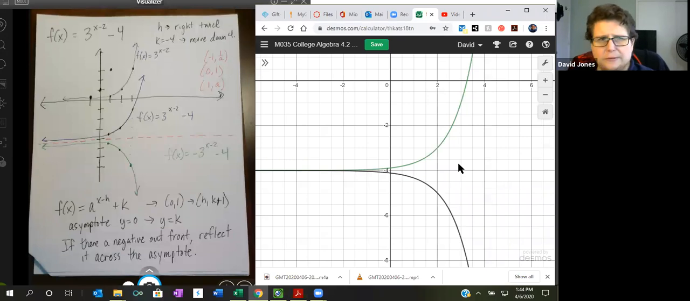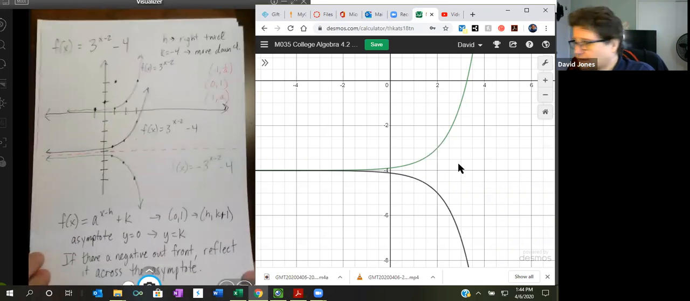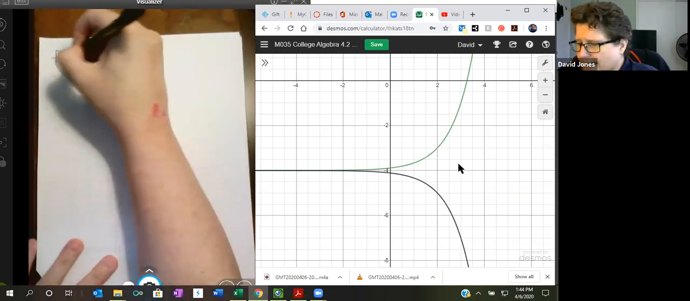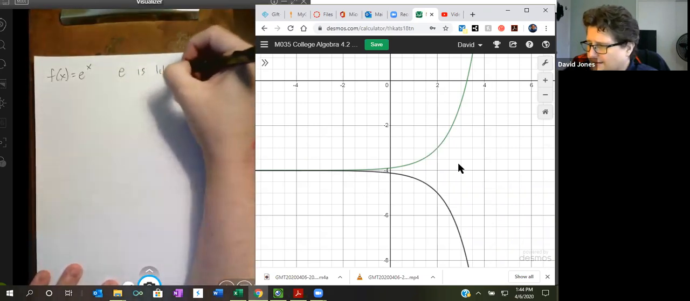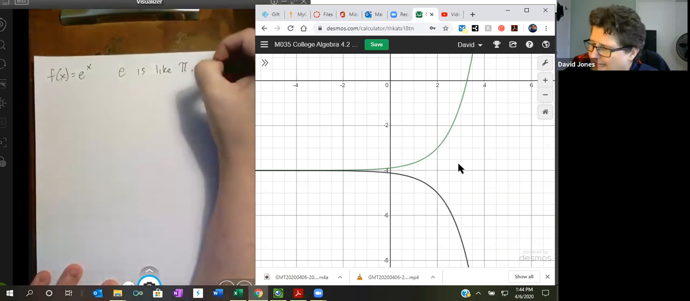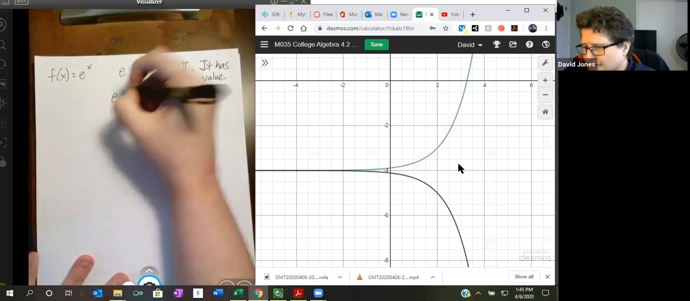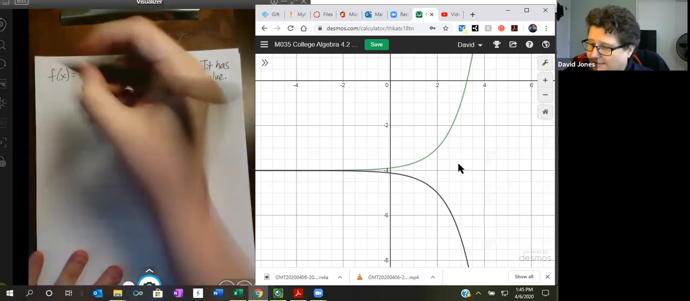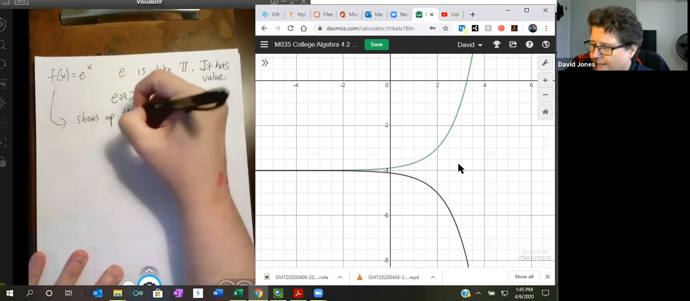Now there's another exponential that shows up throughout nature. And let's take a look at it. F of x equals e to the x. E is like pi. It has a value. And it's a non-terminating, non-repeating value. To a couple dozen places, e is approximately 2.71. And f of x equals e to the x shows up throughout nature.